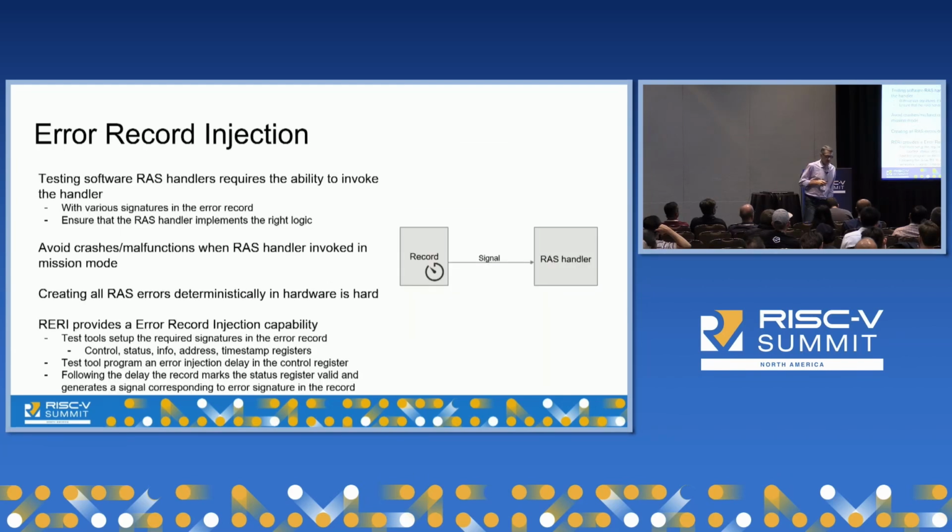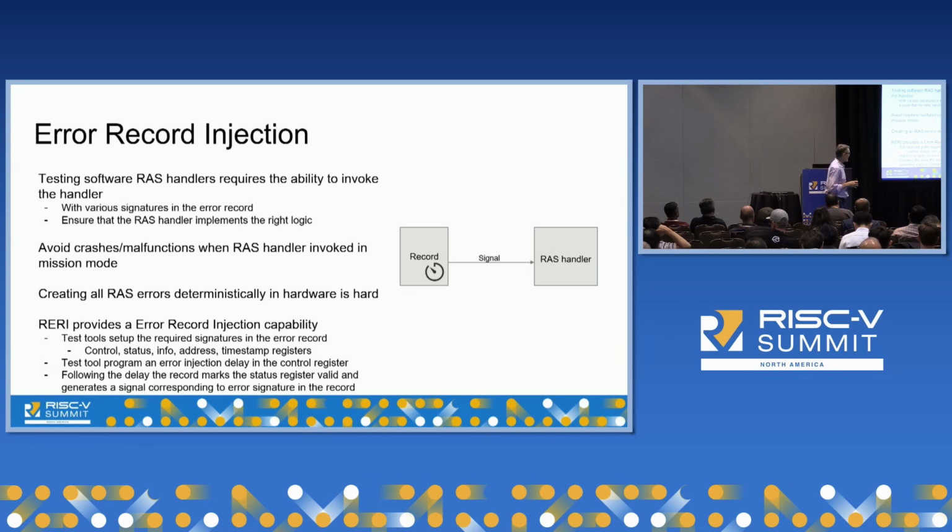Okay, one thing that the RERI standard supports is the testing of RAS handling software, RAS handling system software. It starts from the point that it can be very hard to deterministically set up RAS errors in hardware, and all the possible errors and possible scenarios and so on. So this isn't about trying to exercise or test the hardware detection mechanisms. That's very system specific. This is about providing support to be able to test the whole software infrastructure for handling RAS errors.